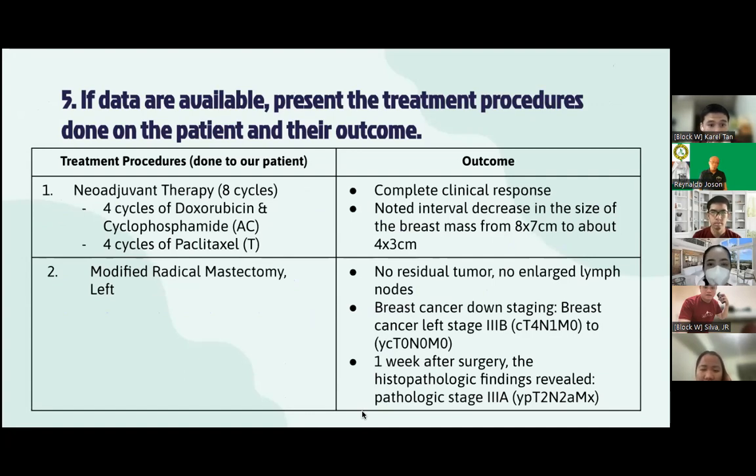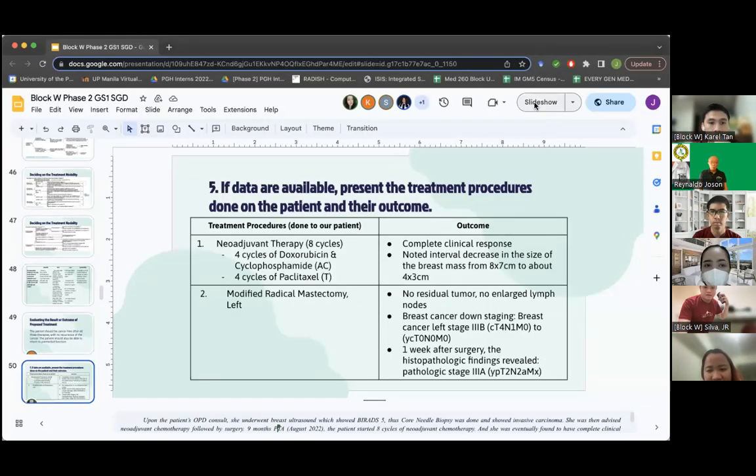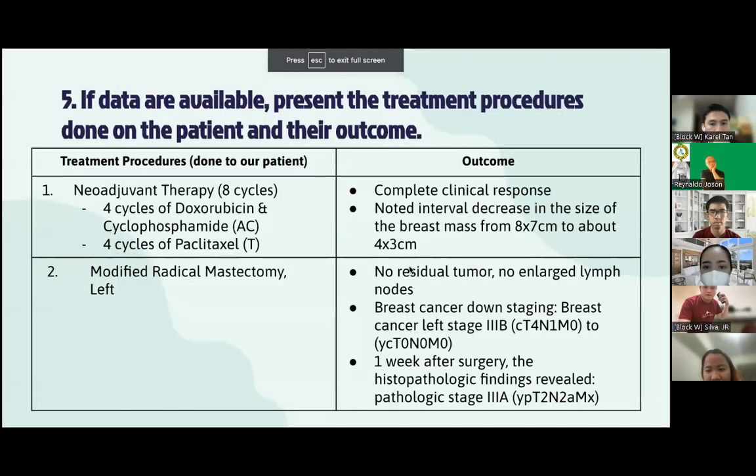So to continue, sir, the next question was if data are available, present the treatment procedures done on the patient and their outcome. As stated earlier, the patient underwent neoadjuvant therapy for 8 cycles, 4 cycles of doxorubicin and cyclophosphamide (AC), and 4 cycles of paclitaxel. The outcome of which, the patient had complete clinical response, and there was noted interval decrease of the size of the breast mass from 8 by 7 centimeters to about 4.3 centimeters. After which the patient was advised for admission for surgery.